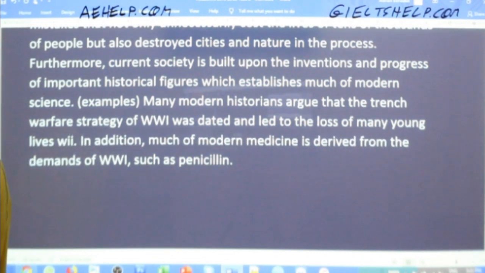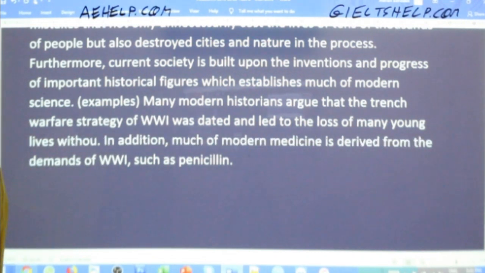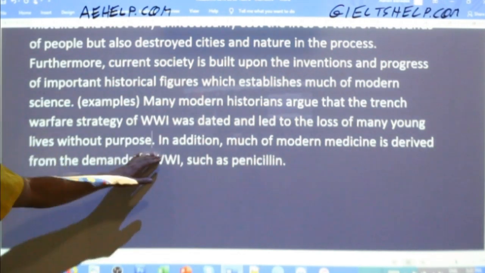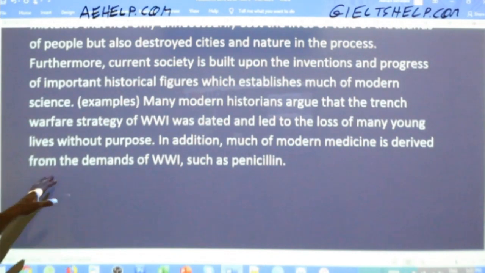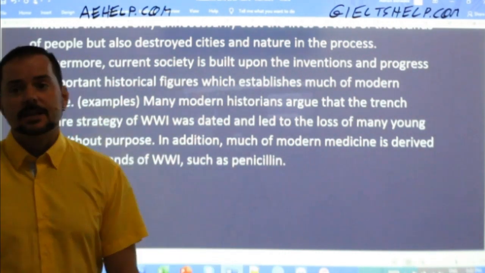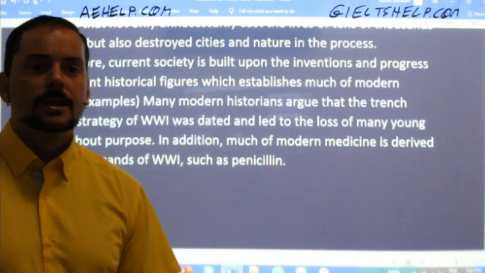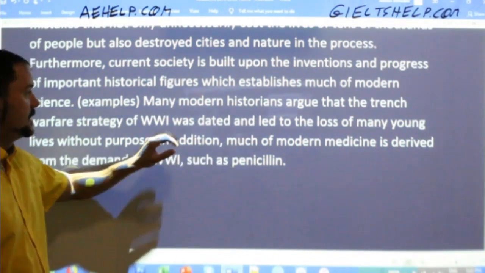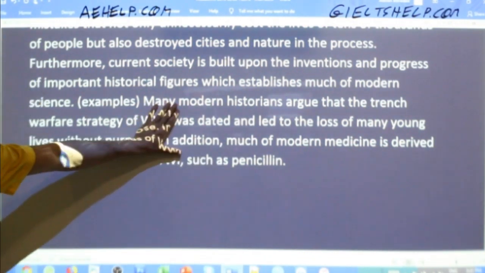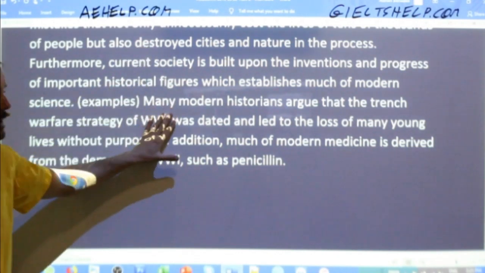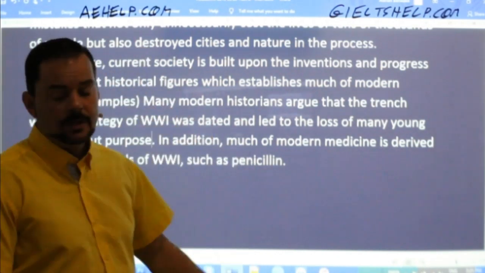without purpose. In addition, much of modern medicine is derived from the demands of World War I, such as penicillin, which is an antibiotic, obviously. So that example backs up the importance of learning about history.